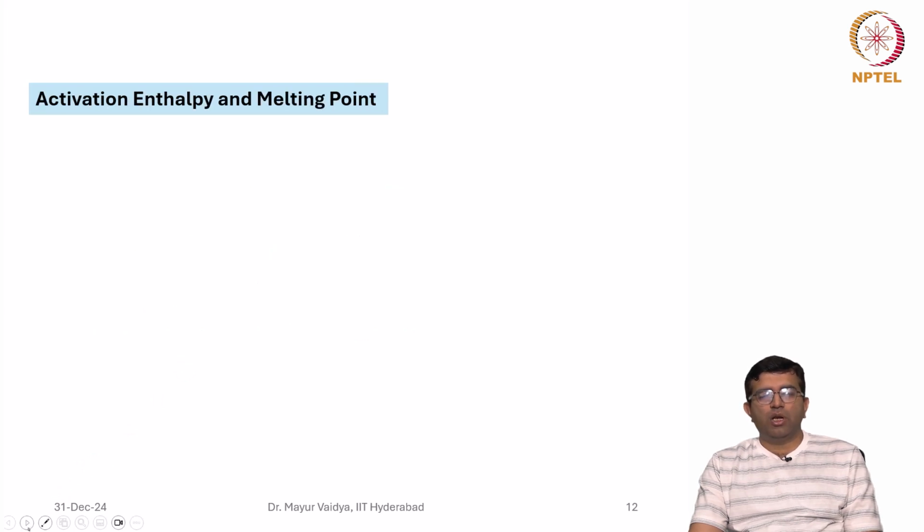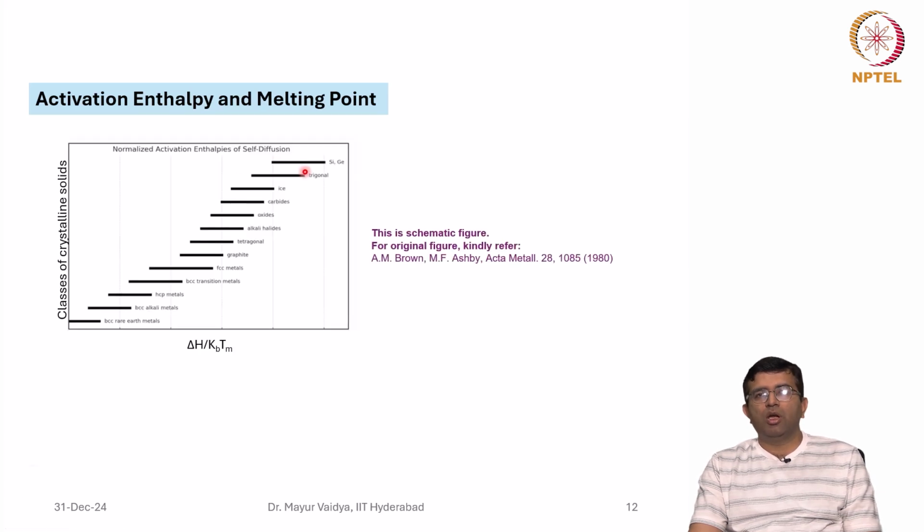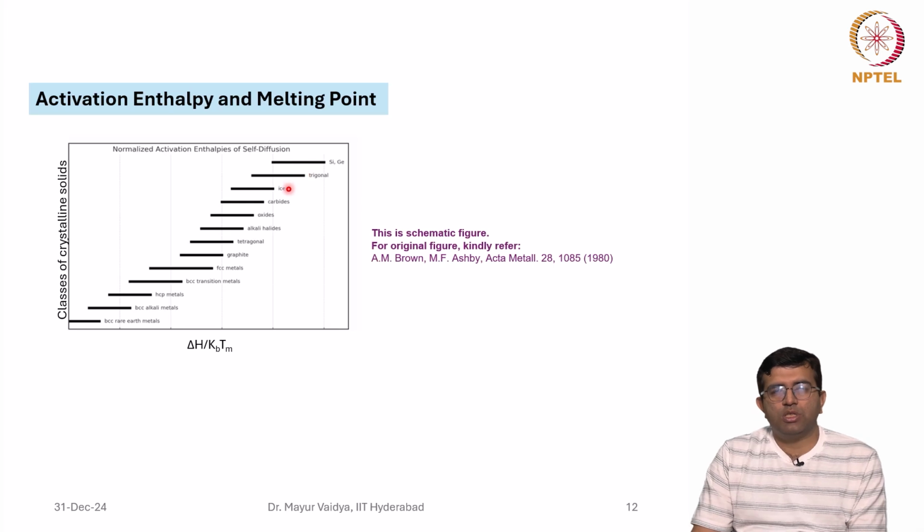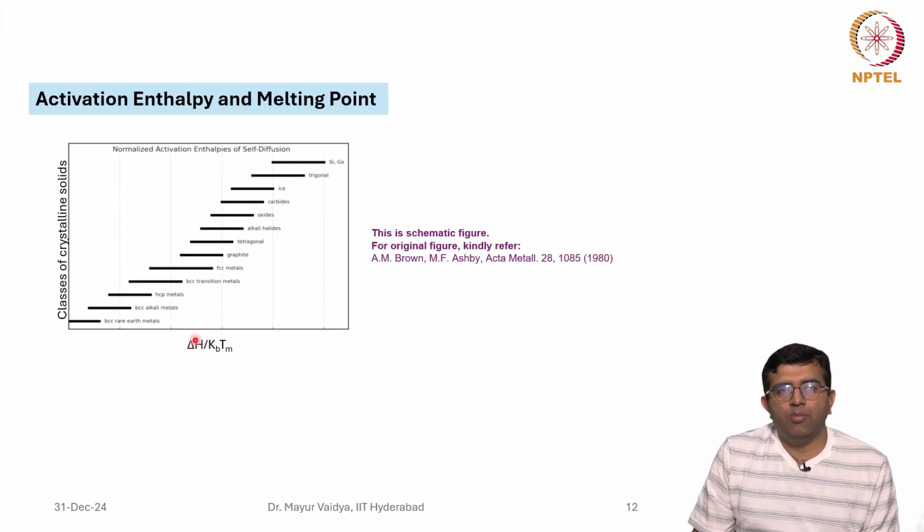Then the next correlation is between the activation enthalpy and the melting point. You see, for example, here we have tried to show schematically, if you normalize the activation enthalpy with the melting point multiplied by the Boltzmann constant, you see that the values are similar when you have a similar structure of the metals and similar type of bonding. For example, you have BCC rare earth metals where delta H by kB Tm lies in this range. For BCC alkali metals, it lies in this particular range.